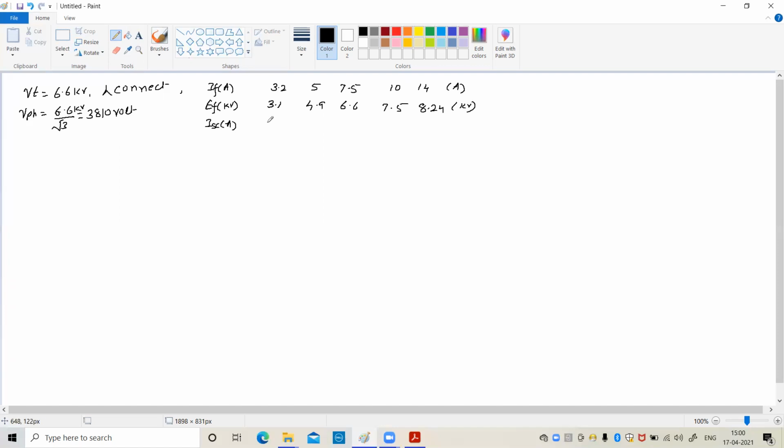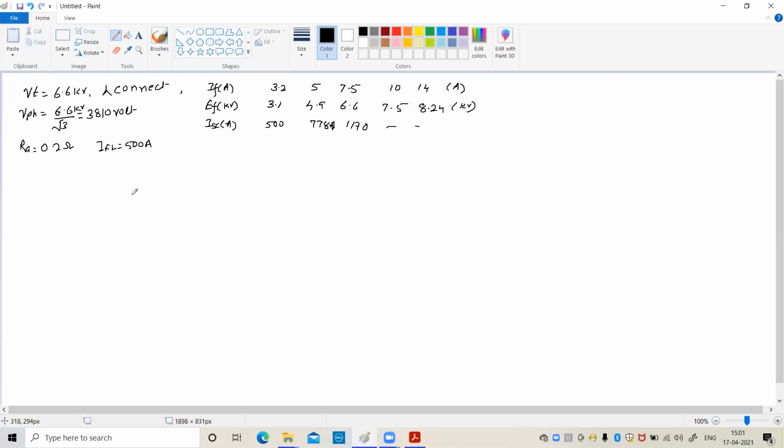Next, the short circuit current, here it is 500 ampere, this is 778 ampere, and third is 1176 ampere. The rest of the currents are very high. The armature resistance per phase of the alternator is 0.2 ohm, and the full load current of the alternator is equal to 500 ampere.